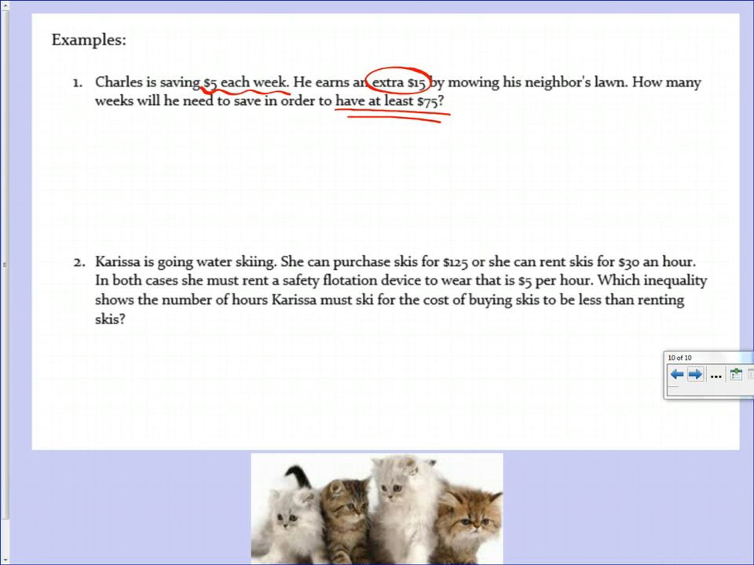Since we're looking for the number of weeks, we're going to write 5x. He earns an extra 15, so plus 15, and he needs to save at least $75. So if the smallest amount he can save is 75, but he can save more than that, we're going to use greater than or equal to. And then we solve. So subtract 15 from both sides, just like you would if it was an equation.